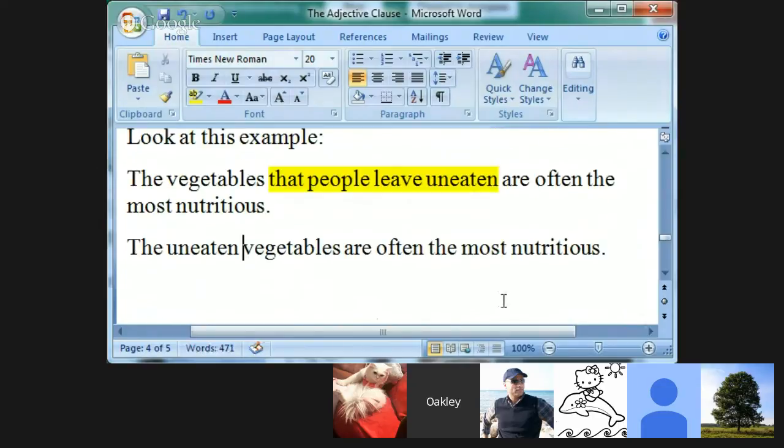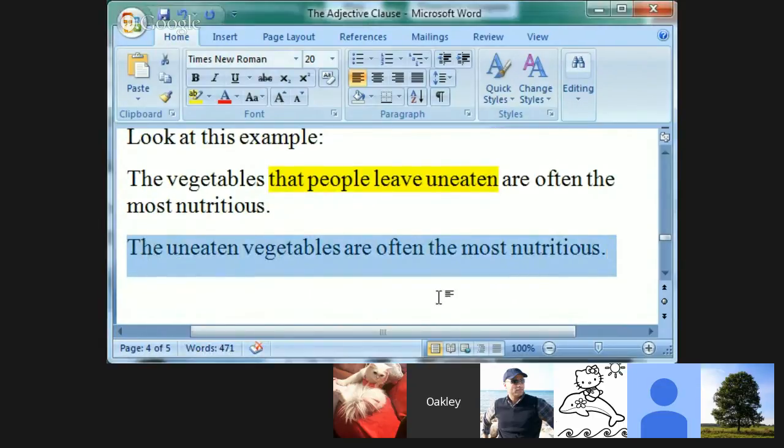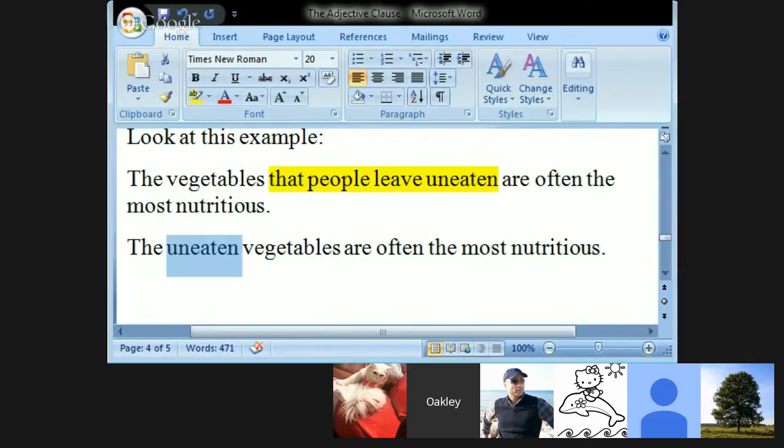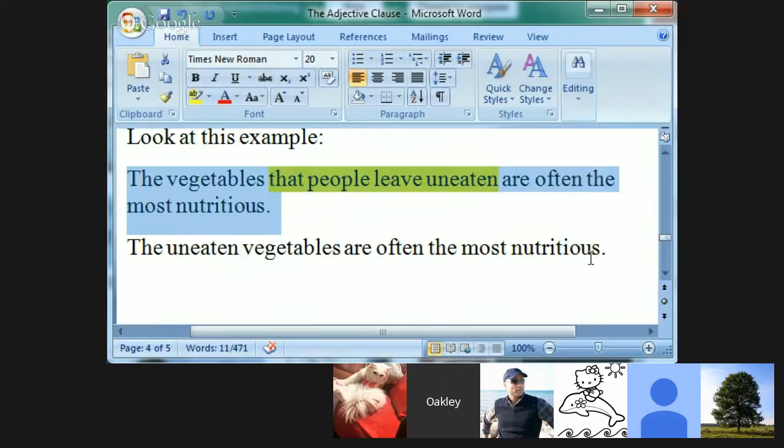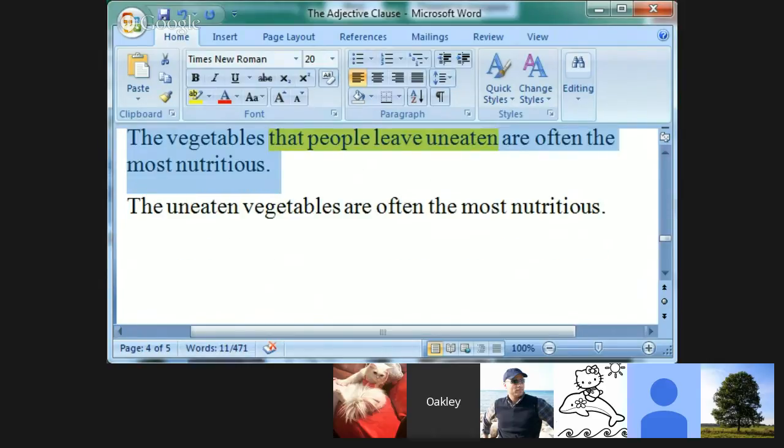Actually, these two sentences pretty much say the same thing. The uneaten vegetables are often the most nutritious. By using an adjective, we've defined the vegetables enough so that the sentence makes sense. So that's the idea I wanted to get across: the clause is actually used as an adjective. In many cases, we could create a simpler sentence by just using an adjective. Not always, okay? But here's a case where we pretty easily could.